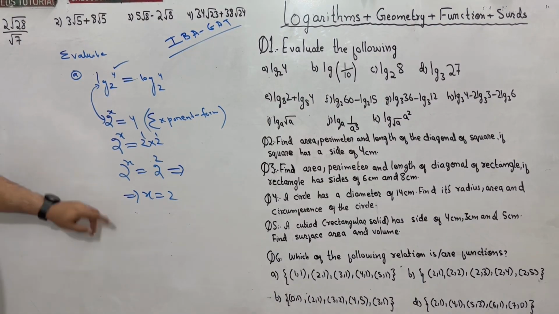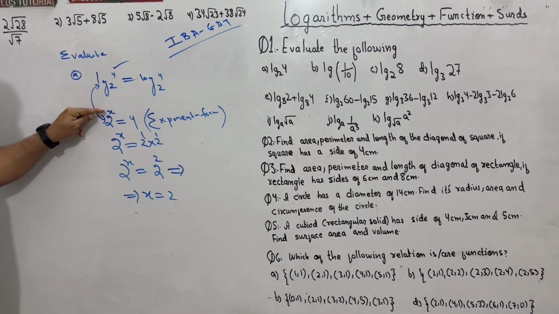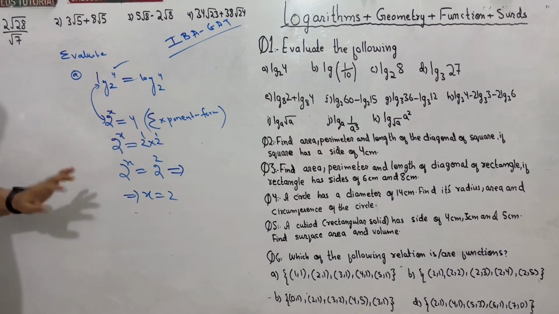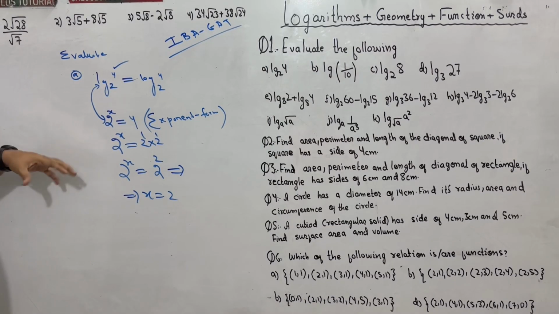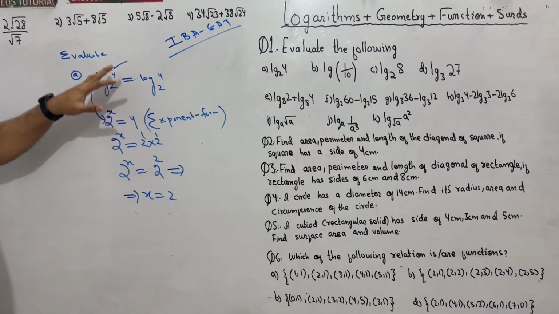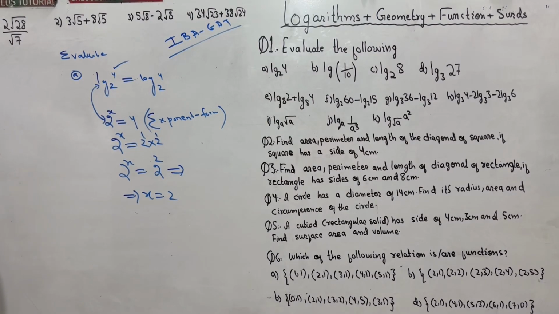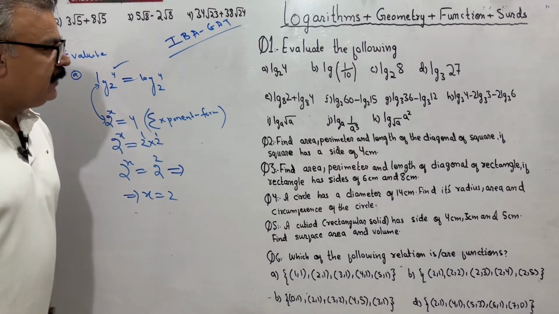One can easily verify: if the value of x is 2, then 2 raised to 2 gives us 4. Log means power. What should be the power of 2 to get 4? Okay, move to another question.